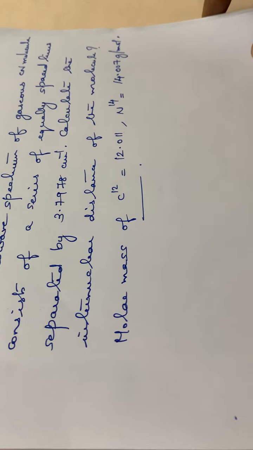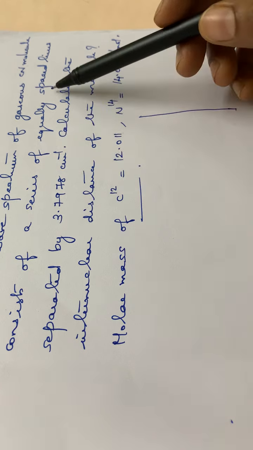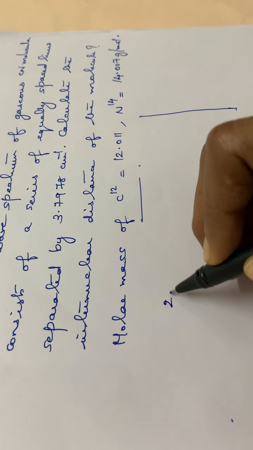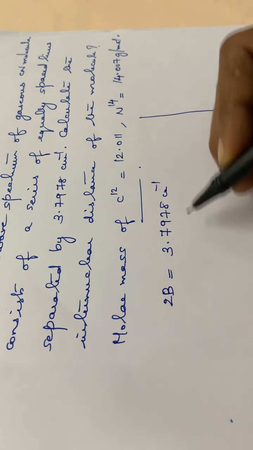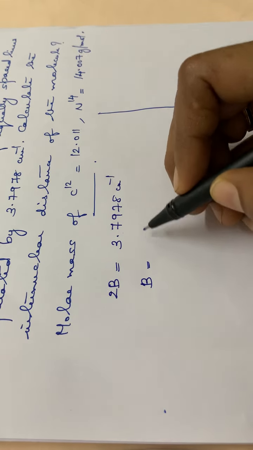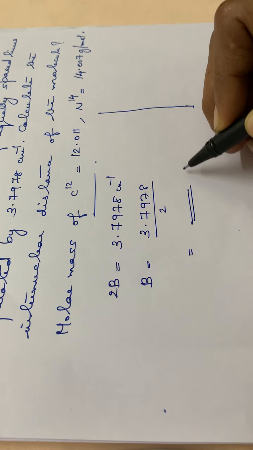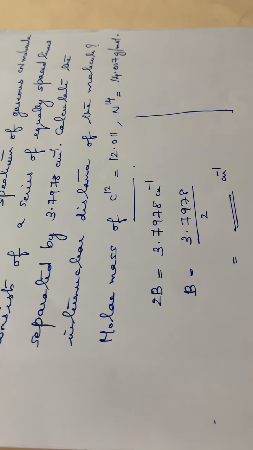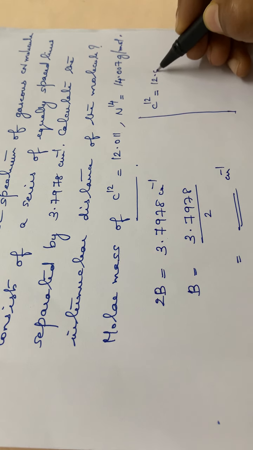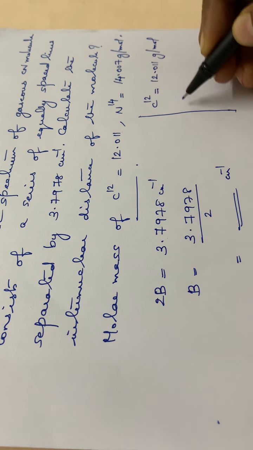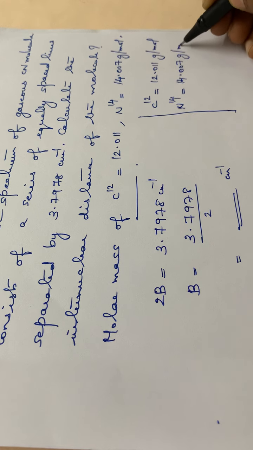So first of all, you have to write the data given. Again, the gaseous CN molecule consists of equally spaced lines. That means 2b is equal to 3.7978 centimeter inverse. From this, you can calculate the value of b, that is equal to 3.7978 divided by 2. That is the value of b. Again, the given values: molar mass of carbon 12 is 12.011 gram per mole, and that of nitrogen 14 is 14.007 gram per mole.